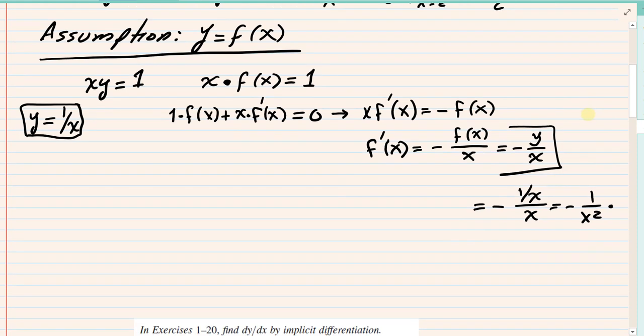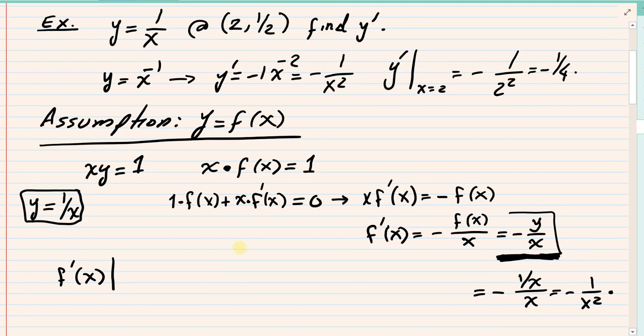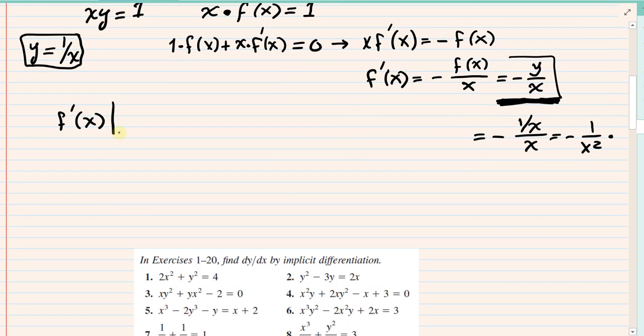And let's say, so that's what the derivative is. But keep in mind, oftentimes we don't do that. When we do implicit differentiation, we will have y in the answer. Okay, so now let's do f prime of x evaluated at the point that we started with, at 2 and 1/2.